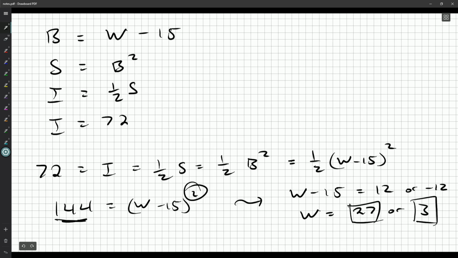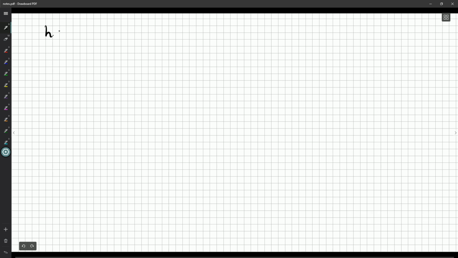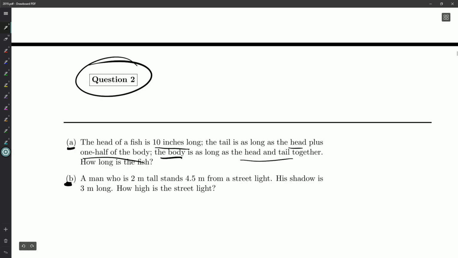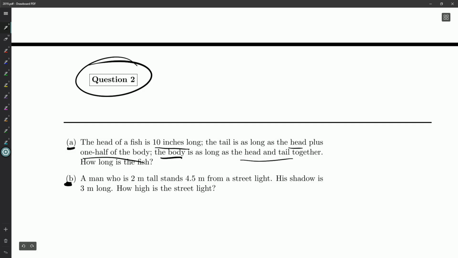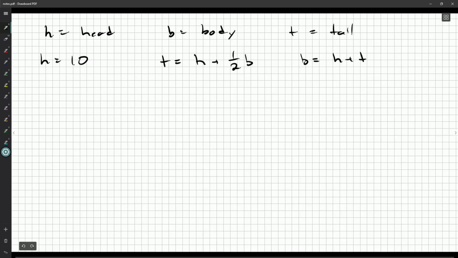Okay, so I'm going to say let H be the head, B be the body, and T be the tail. We just have a little bit of algebra to work with. H is 10. The tail is the head plus 1/2 of the body, and the body is as long as the head and tail together. And what do we want? We want the whole fish. How long is the fish? So our end goal is head plus body plus tail.